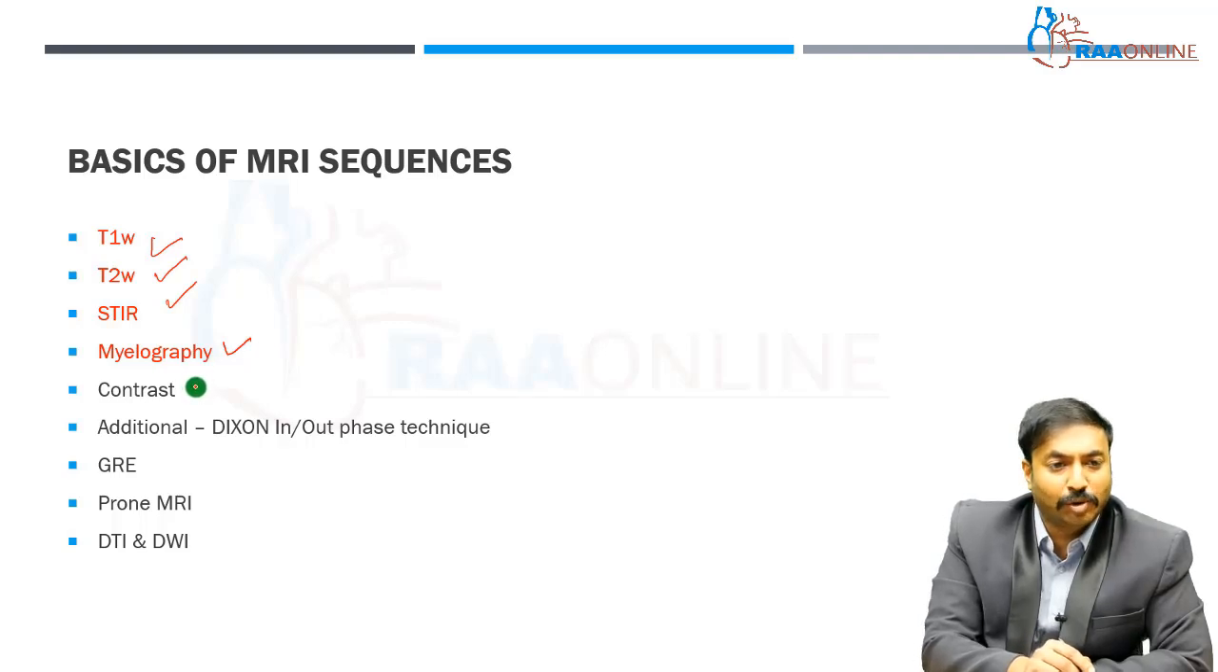Whenever you are dealing with neoplasms, you need to order contrast scans, which are T1 based, and an additional fat suppression sequence which is gaining popularity is the Dixon in and out phase technique. You have gradient echo sequence, you have prone MRI, and nowadays in spine we have also started to do DWI sequences as well as DTI sequences. I will be covering each sequence followed by the modules.